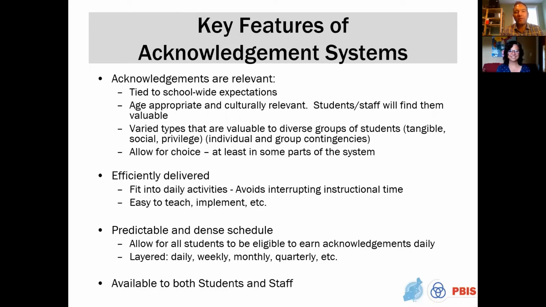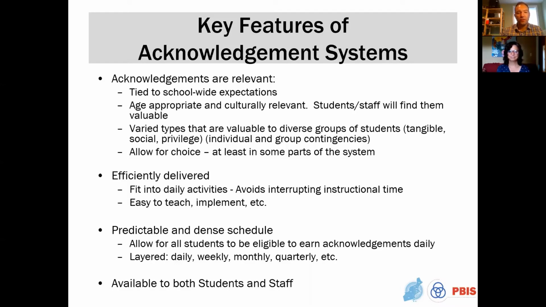So let's review some key features of acknowledgement or reinforcement systems. Overall, we want to make sure that our systems are relevant, they're efficient, they're predictable, and they're available. With regards to being relevant, we want to make sure that our systems are tied to our expectations and that they're actually motivating and reinforcing to the students. So they should be appropriate to age, to development, to culture. So that means having multiple options for students and changing them up from time to time. If students don't find the options to be motivating, then they won't likely change their behaviors.